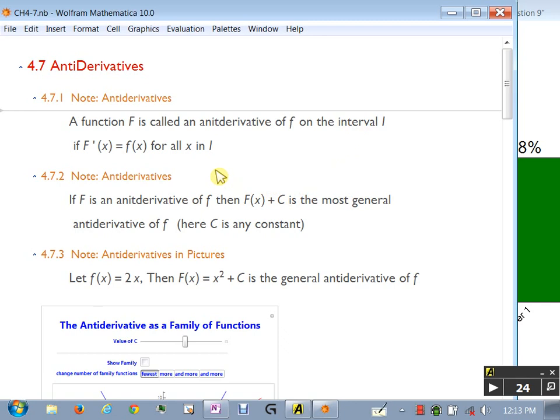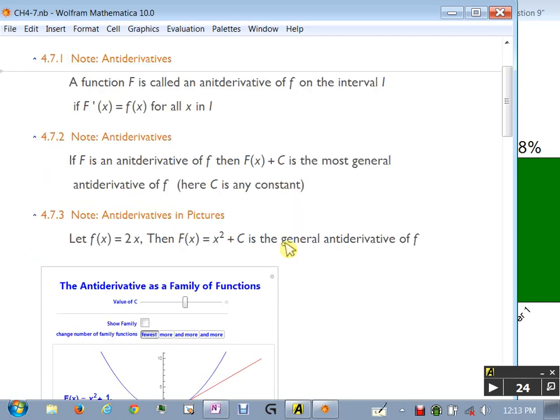All right, so the idea of the antiderivative. A function capital F is called the antiderivative of little f on an interval I if the derivative of capital F of x is equal to little f of x for all the x in that interval. All right, we'll get to pictures here in a second. If capital F is an antiderivative of little f, then capital F plus c is the most general antiderivative of little f, where here c is any constant. So here's a picture of what's happening.